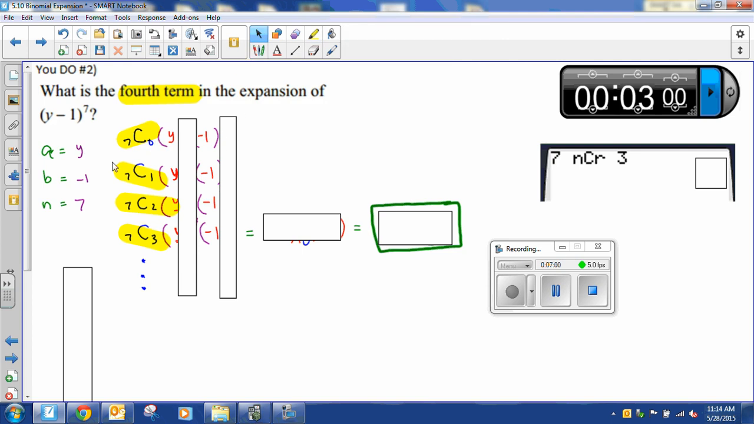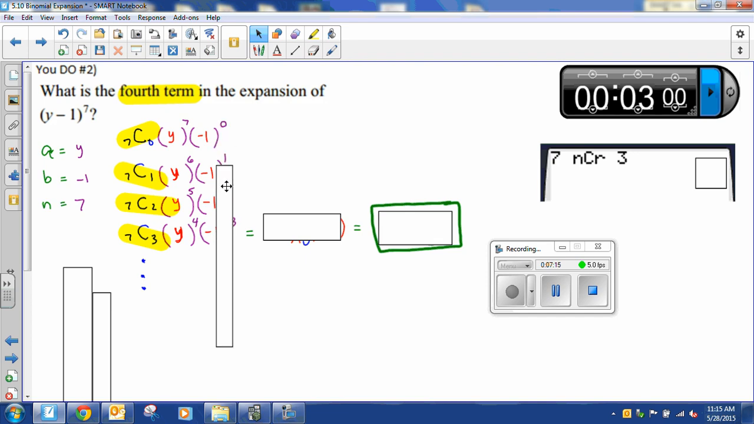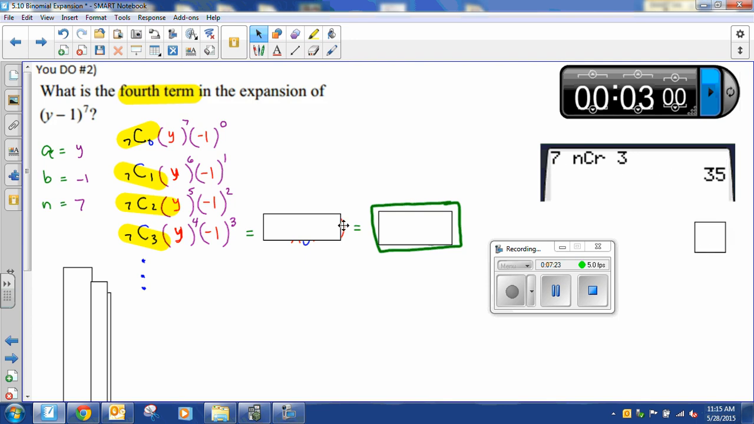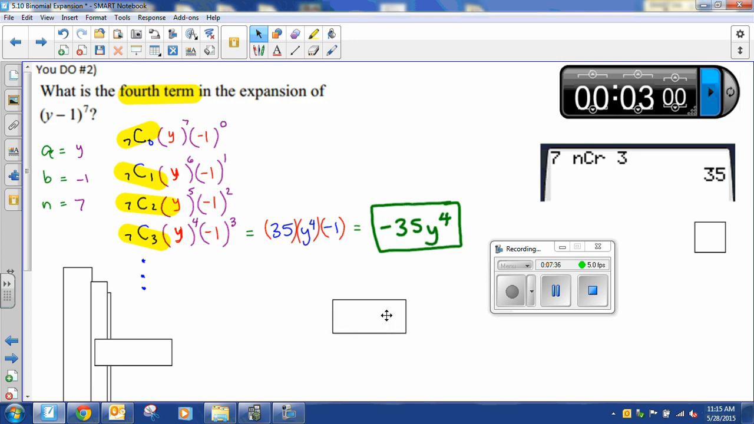And then here we have a is to the power of n, which is 7, and it decreases by 1. So we end up stopping at y to the fourth power. And b starts off at the 0th power, negative 1 to the 0 power, and it increases by 1 until we stop at negative 1 cubed. Putting all this together, 7 choose 3 is 35. Y to the fourth power, and negative 1 cubed is negative 1 because it's an odd power of negative 1. So simplifying, we end up with negative 35 y to the fourth power.